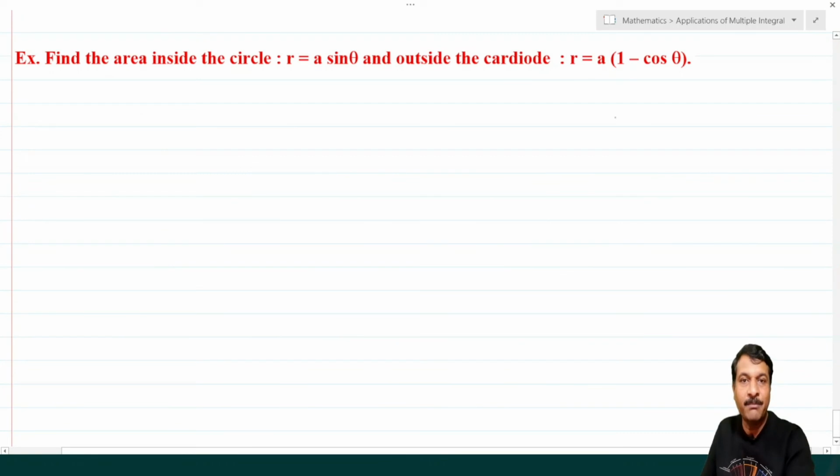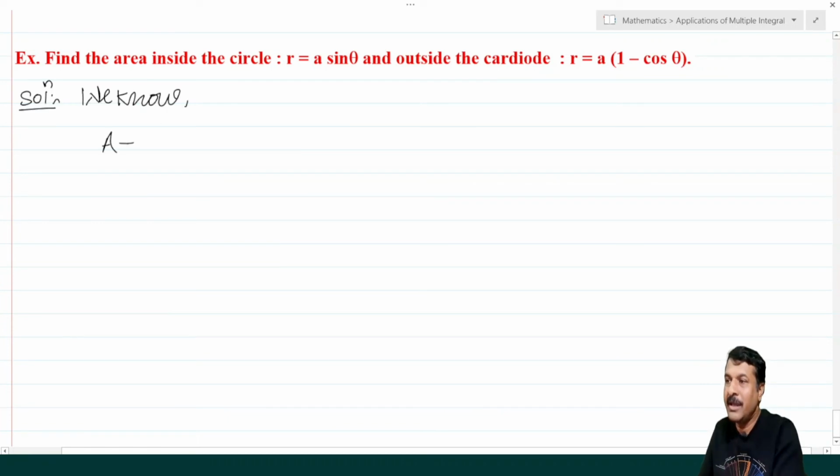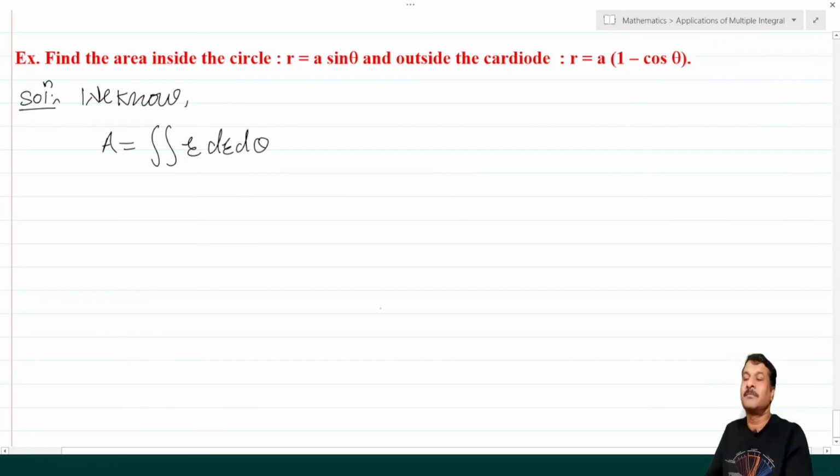Example: find the area inside the circle r = a sin θ and outside the cardioid r = a(1 − cos θ). So it is in polar form. Definitely we know area equals the double integration of r dr dθ. Now find the area bounded between these two.